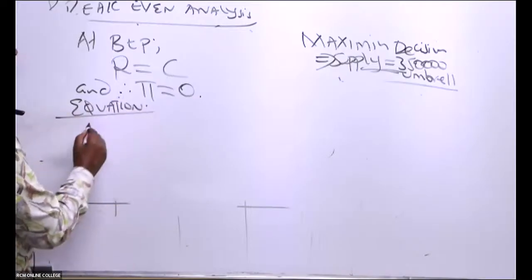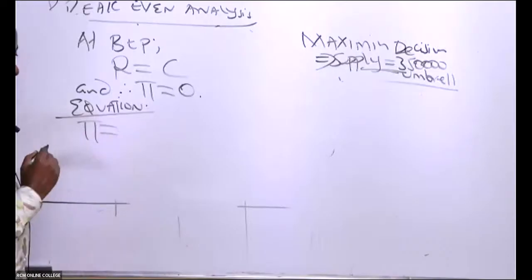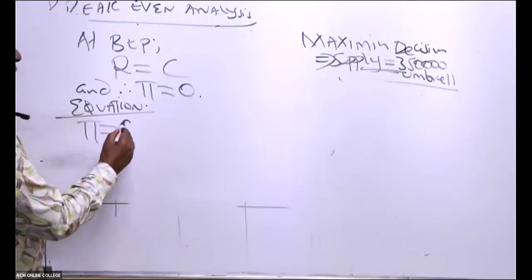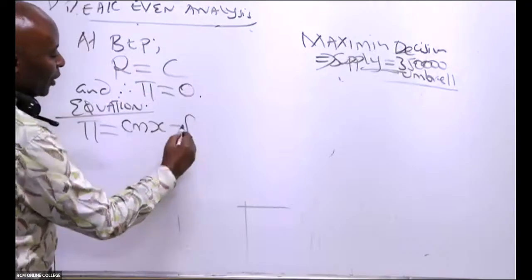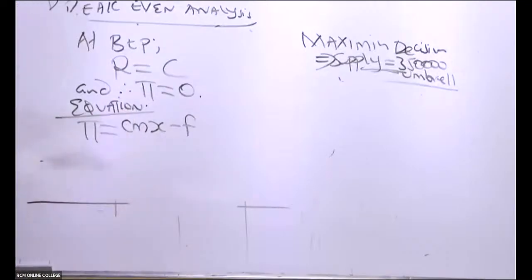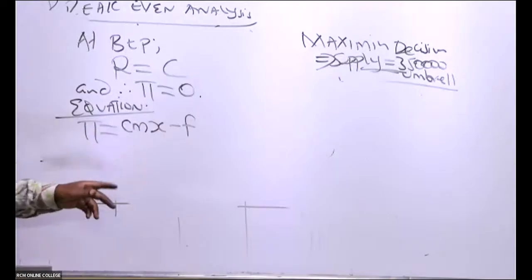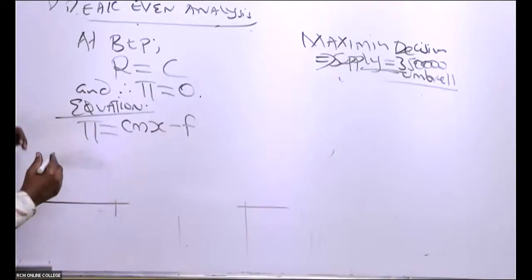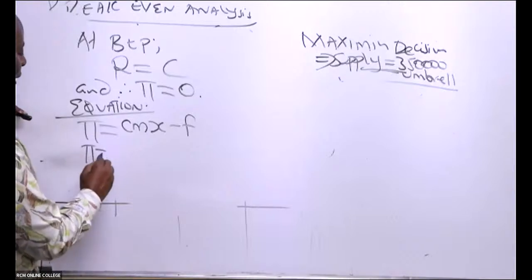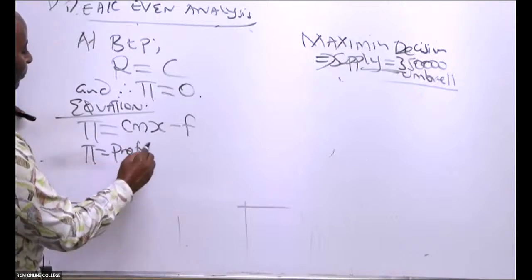Now, ladies and gentlemen, if you remember very well, there is a very fundamental equation that I'm aware you may have forgotten. Normally profit is CMX minus F. That's how we get total profit. This is the break-even analysis profit equation. To get profit, we take CMX minus F. So this pi is the profit.